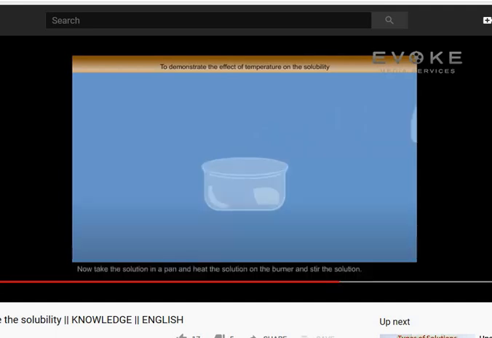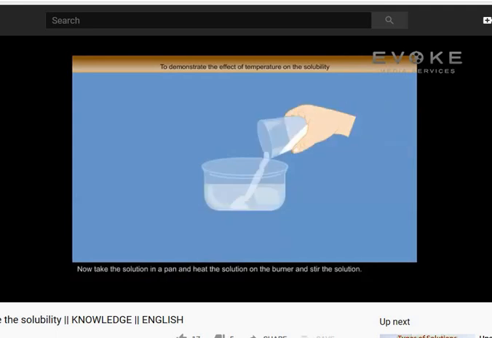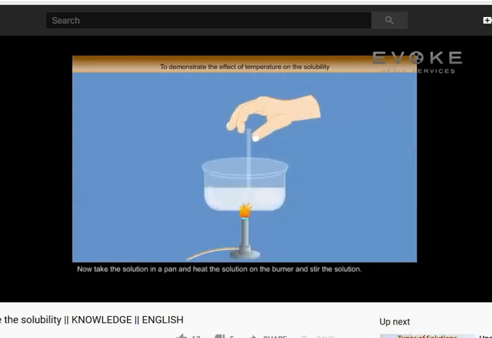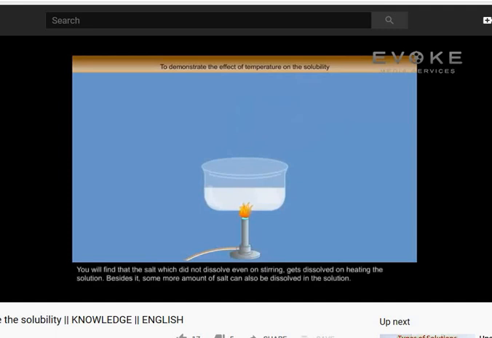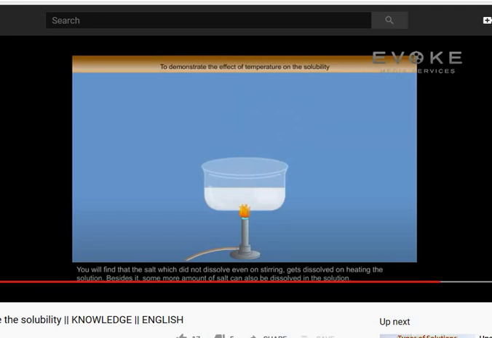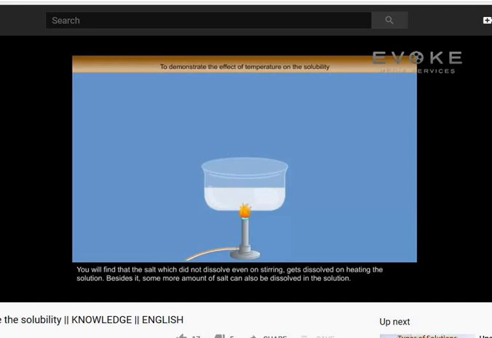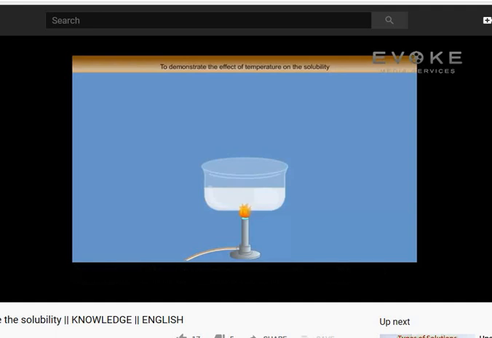Now take the solution in a pan, heat it on the burner and stir the solution. You will find that the salt which did not dissolve even on stirring gets dissolved on heating the solution. Besides it, some more salt can also be dissolved in the solution. This activity indicates that on heating, the solubility of substances increases. In other words, solubility increases with the rise in temperature.